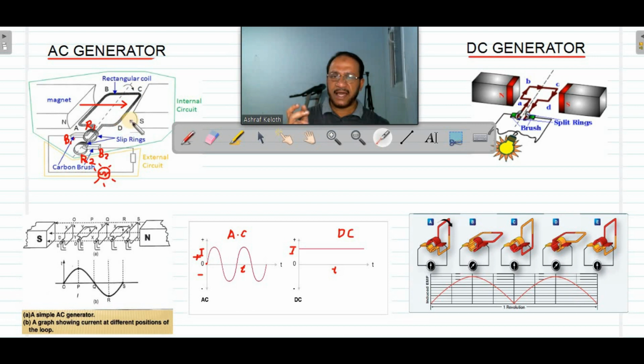Now for getting the direction of the induced current, which rule can we use? Fleming's right hand rule. Now we'll see in this case how the current is induced in the sides AB and CD.